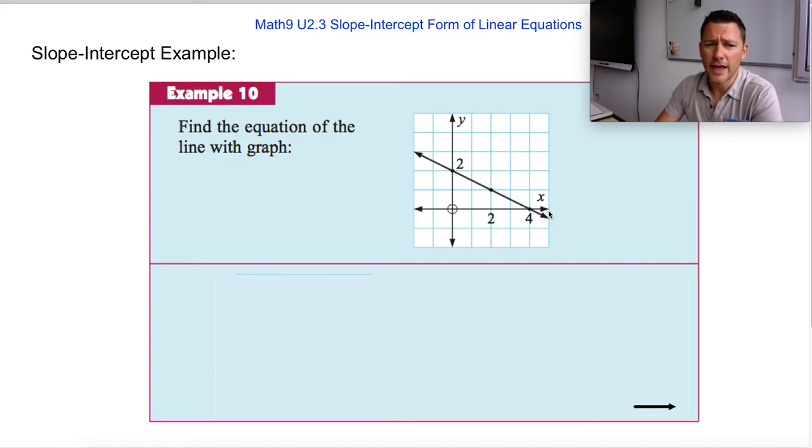All right, trial by fire. Figure out the equation for that and write it in slope-intercept form. Pause me until you got it. Go.